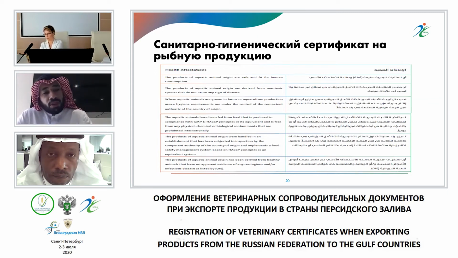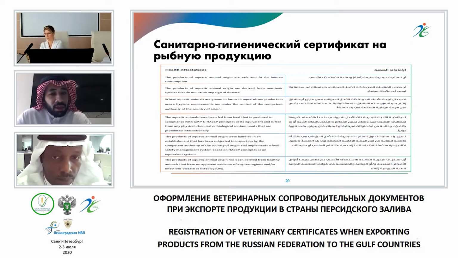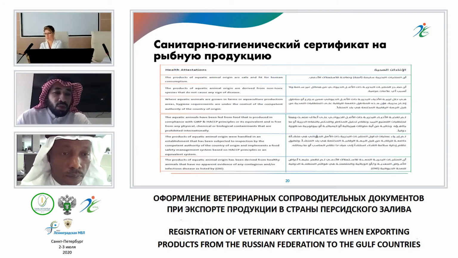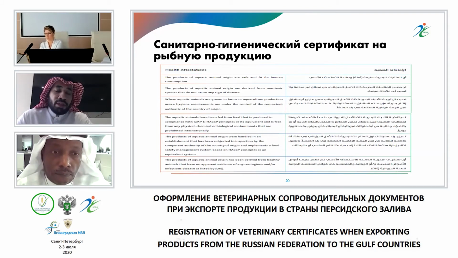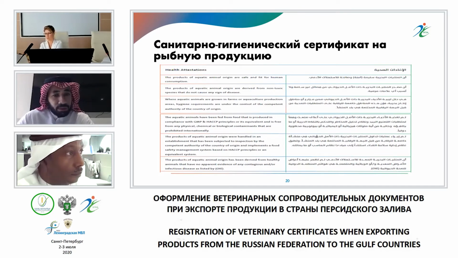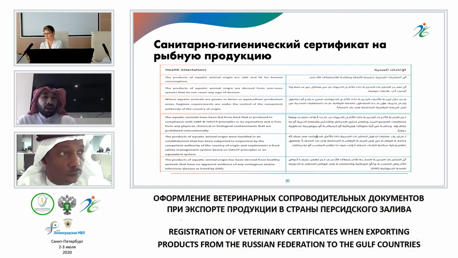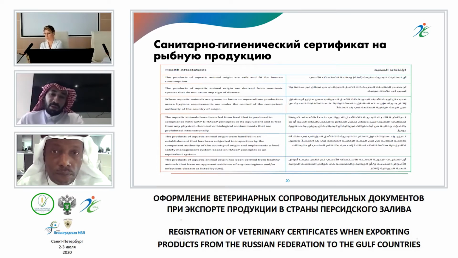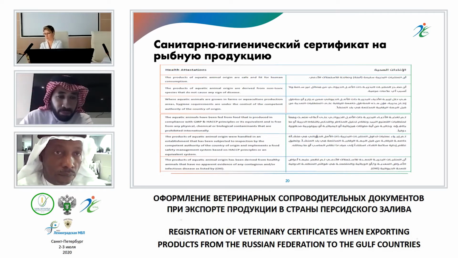The next point is the products of aquatic animal origin were handled in an establishment that has been subjected to inspection by the competent authority of the country of origin and implements a food safety management system based on the HACCP principles or an equivalent system. So the establishment should have a principle-based program or an equivalent if HACCP is not available.